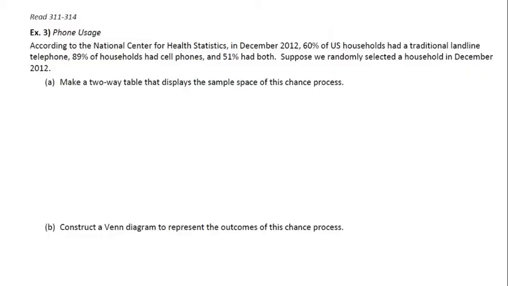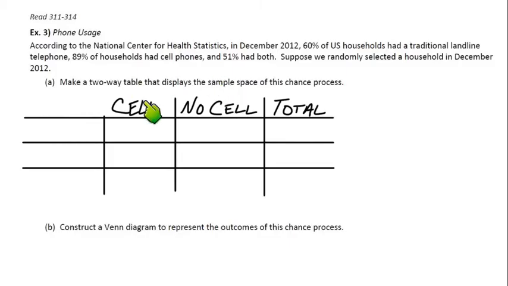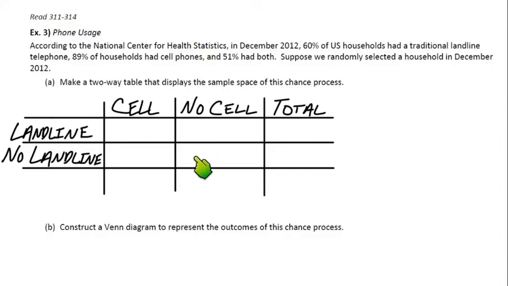All right, so let's start by making a two-way table here. So we can use cell phone and no cell phone as our column variable, and then landline versus no landline as our row variable. And then we can have a total column and a total row as well.